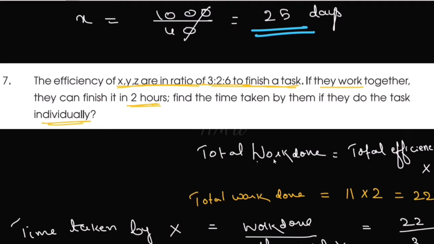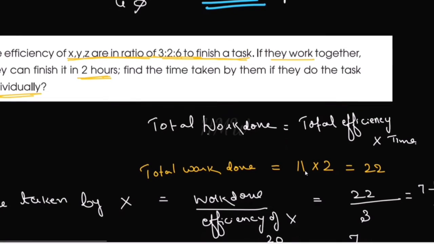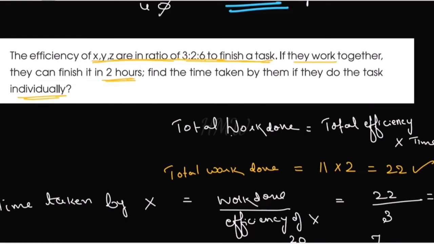So again, for the total work done, the efficiency is not the number of days they work. Z is more efficient actually, 6 times. It says 3:2:6. It is not the number of days they complete, it is the efficiency of them. So total work done is total efficiency into the time taken. Total efficiency: 3 plus 2, 5, plus 6, 11, into the time taken, 2. The total work done is 22 units altogether.